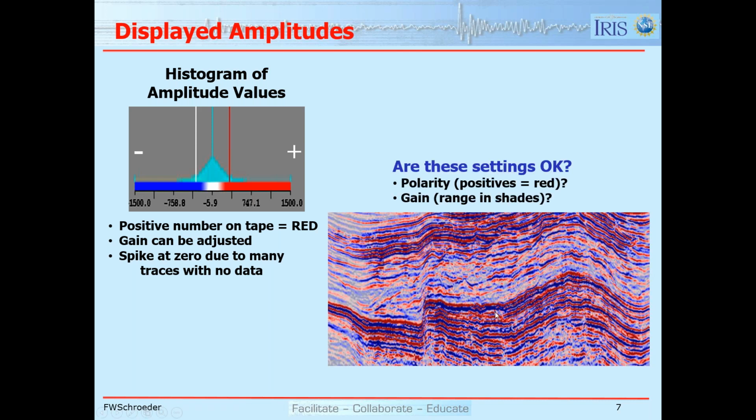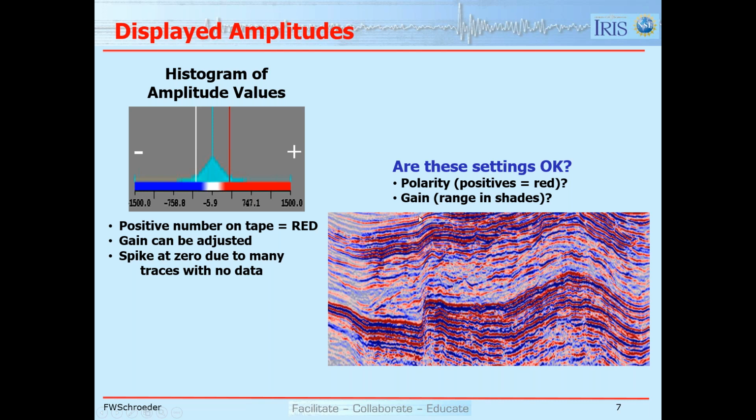And here is one of the lines. I believe this is an inline. And so one of the things we want to do is check the polarity. Are positive reflection coefficients or increases in impedance red, or are they blue? I've talked about that before. For this data set, the water depth is deep enough that we could look at the water bottom reflection, and I have a slide coming up showing that.